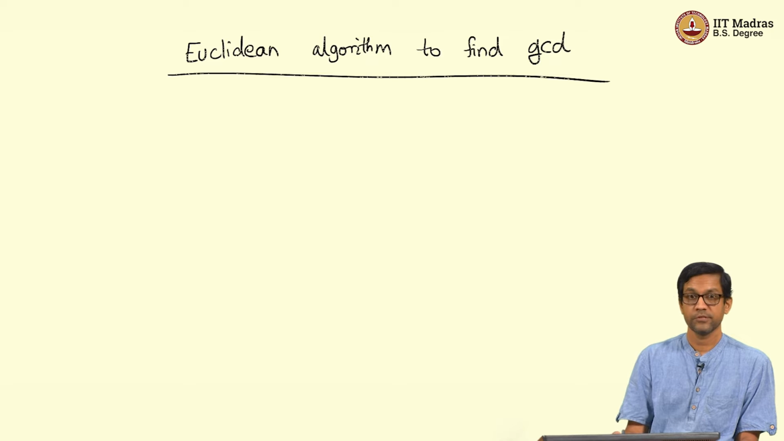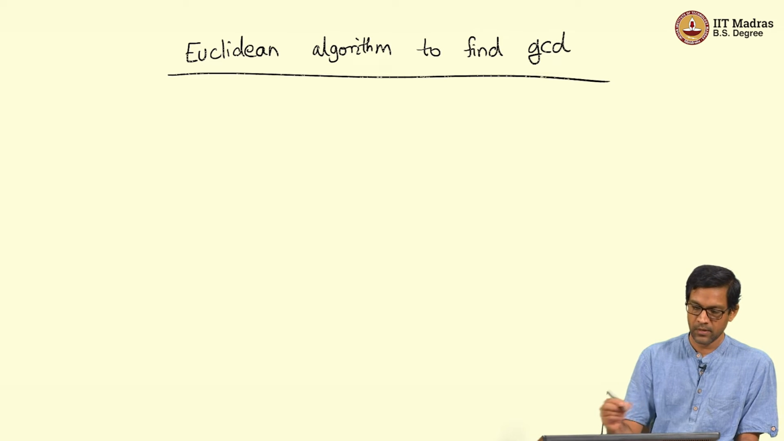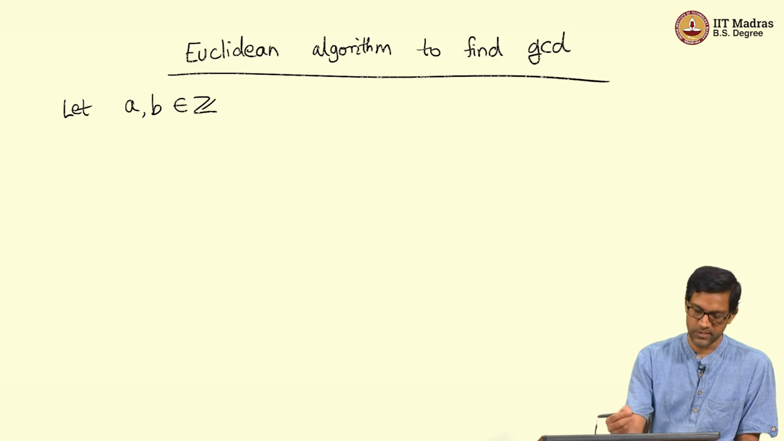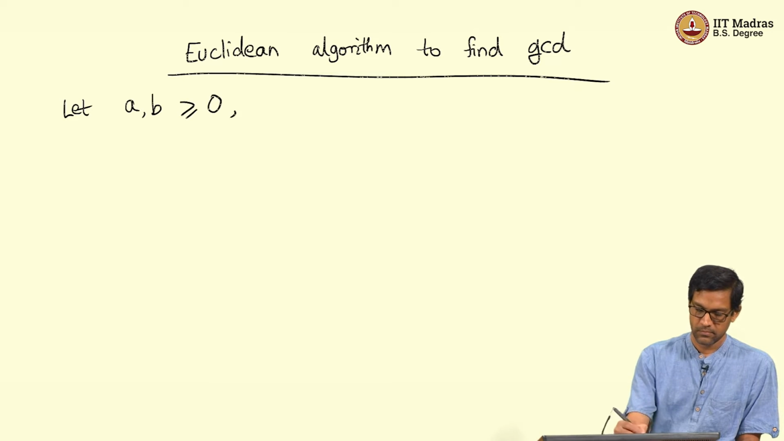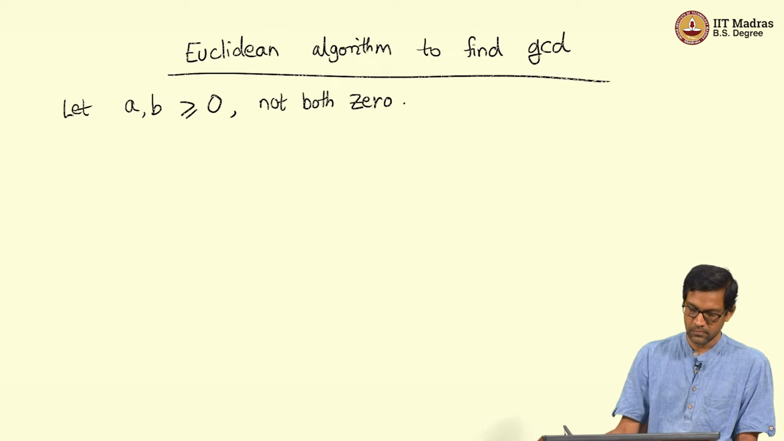Let us talk about the Euclidean algorithm, which is a way of computationally finding the greatest common divisor of two numbers. Now, this is based on a very simple observation, something that we have looked at already. So, let a and b be integers. We could even look at just natural numbers. So, let us say a, b are greater than or equal to 0, at least one of them is non-zero.